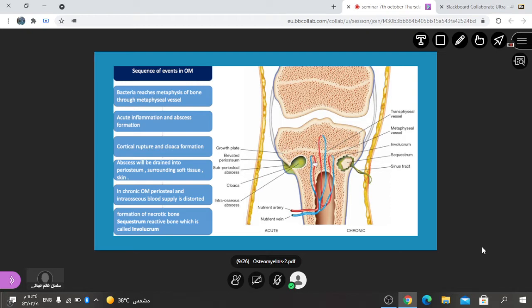So in case of adults, if we have infection in the metaphysis of a long bone, this infection can spread into the epiphysis, eventually to the joint, through the transphysial vessels. However, children above 18 months who are skeletally immature don't have the transphysial vessels, so the infection will be confined to the metaphysis of the long bone. So the pathogen mainly comes through hematogenous spread through the metaphysial vessels, then is implanted inside the bone.